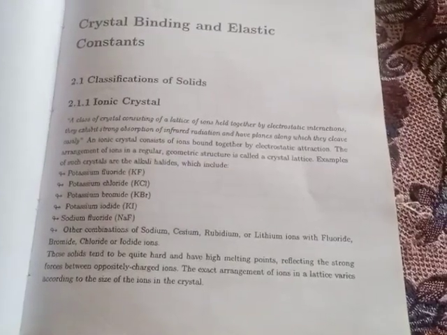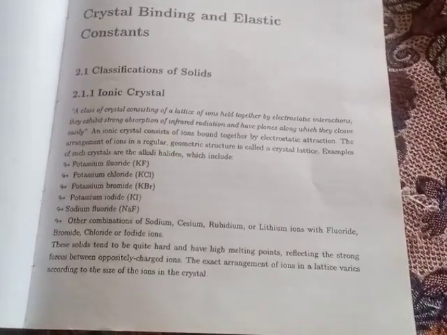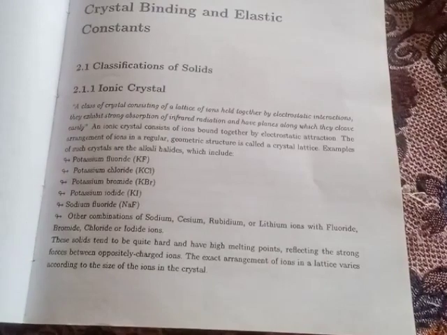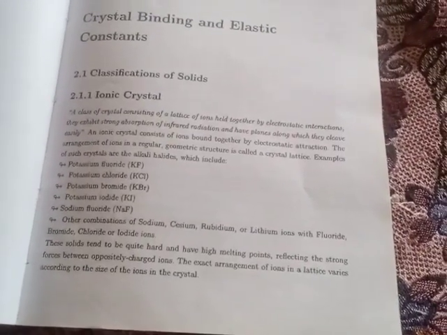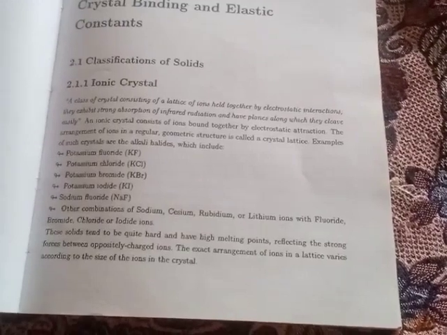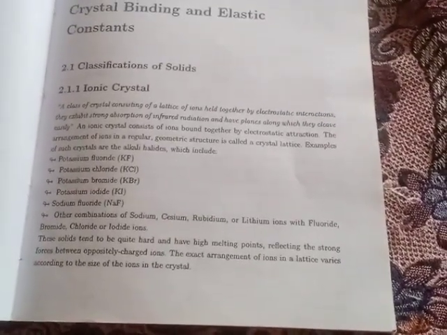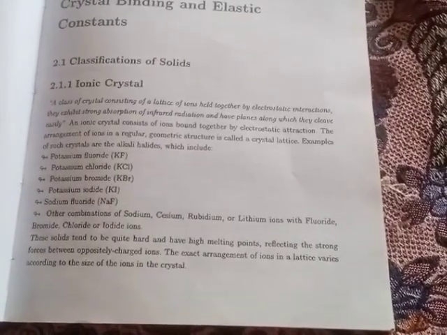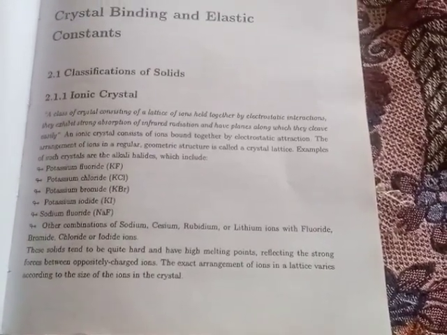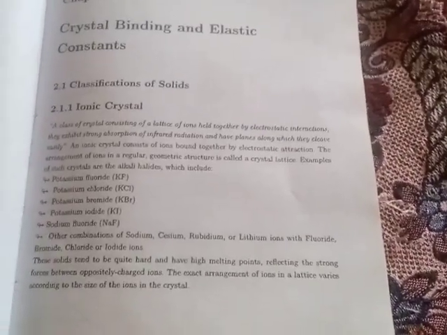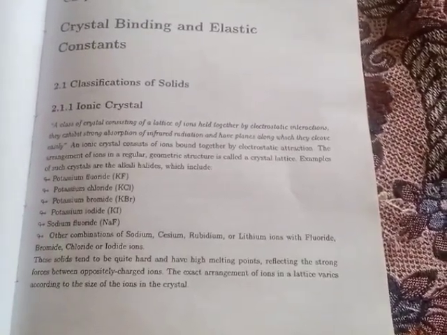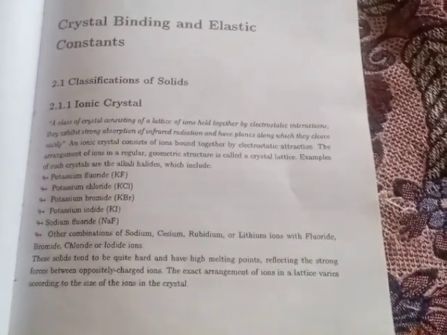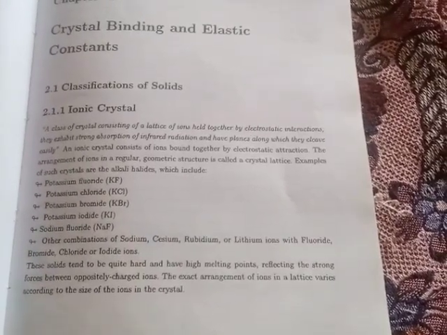An ionic crystal consists of ions bound together by electrostatic attraction. The arrangement of ions in a regular geometric structure is called a crystal lattice. Examples of such crystals are the alkali halides, which include potassium fluoride, potassium chloride, potassium bromide, potassium iodide, and sodium fluoride. Other combinations of sodium, cesium, rubidium, or lithium ions with fluoride, bromide, chloride, or iodide ions.